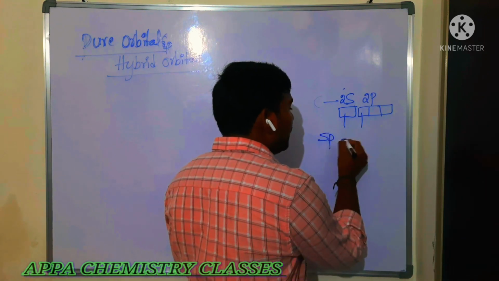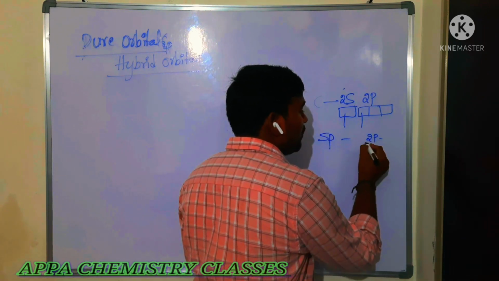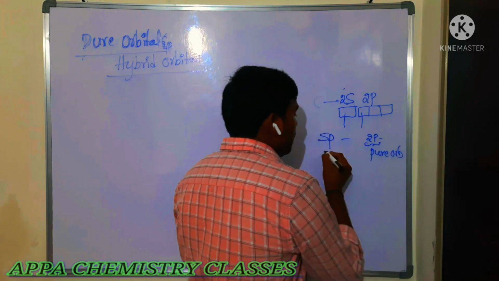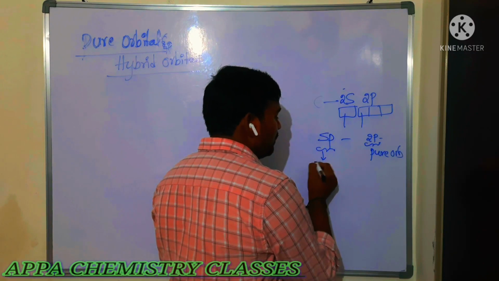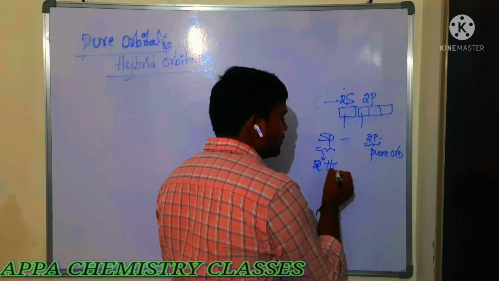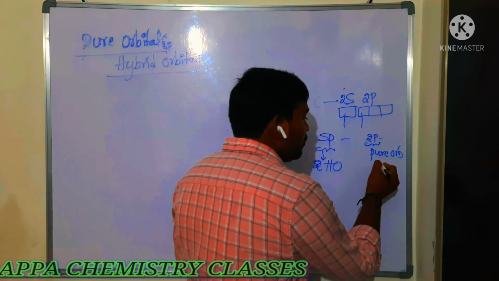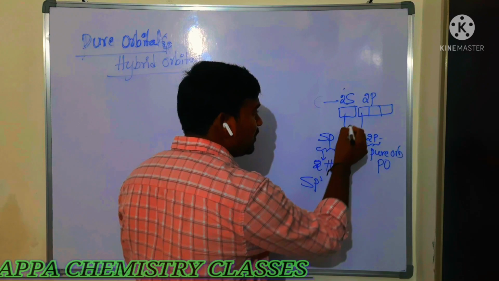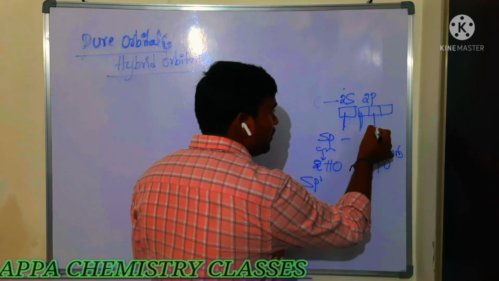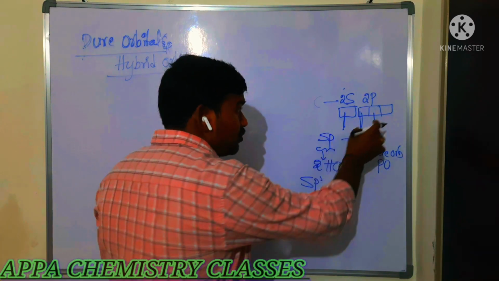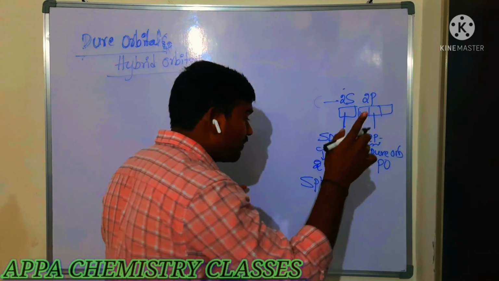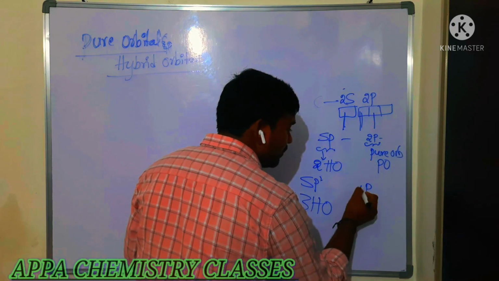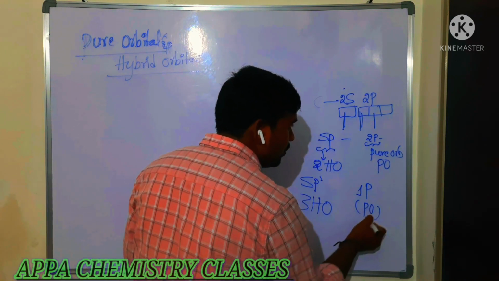In case of sp hybridization, 2 p orbitals are pure orbitals. So in sp, 2 are hybrid orbitals and 2 are pure orbitals. In case of sp2, one s orbital and two p orbitals are involved, so one p orbital is not involved. So of the orbitals, 3 are hybrid orbitals and one will be a pure orbital.